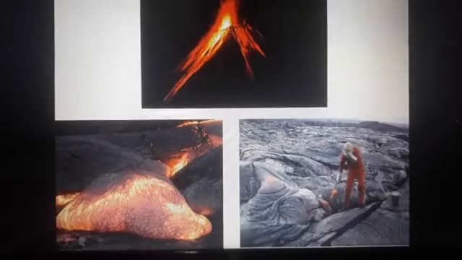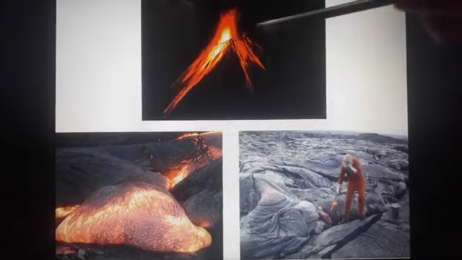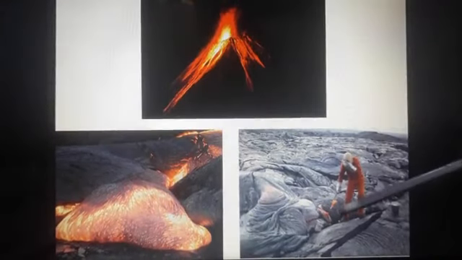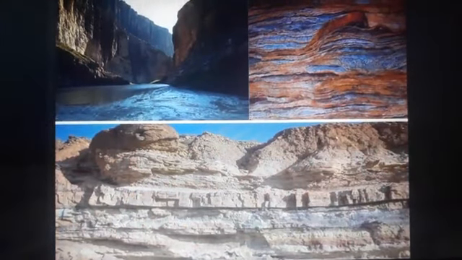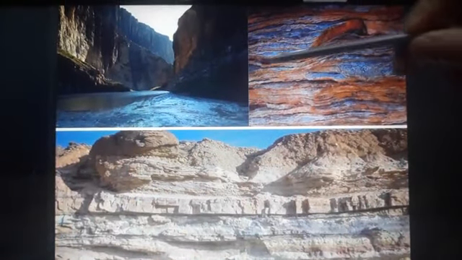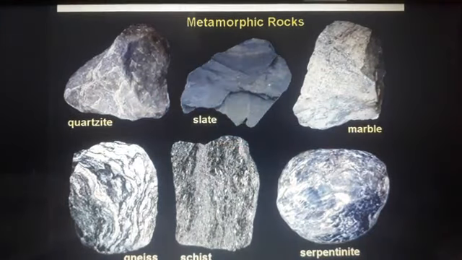As we have already learned about the igneous rock, right? So from the molten magma, they cool down and solidify and they make the igneous rock, and we have already discussed about the sedimentary rocks, right? So we can see the layers. So today we are going to learn about metamorphic rock.